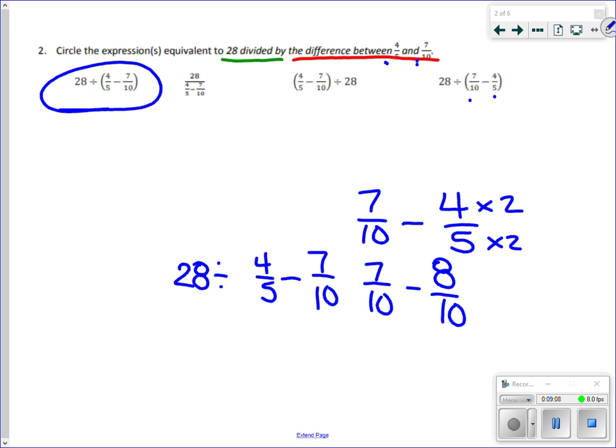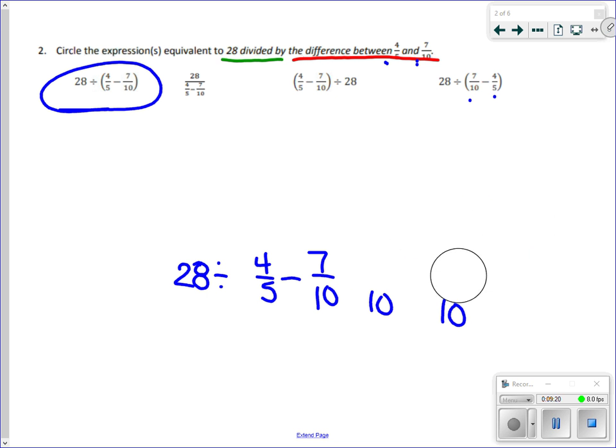7 minus 8, negative 1. So 4/5 is larger than 7/10. Yes. We just don't do it in 5th grade. You'll do it in middle school.